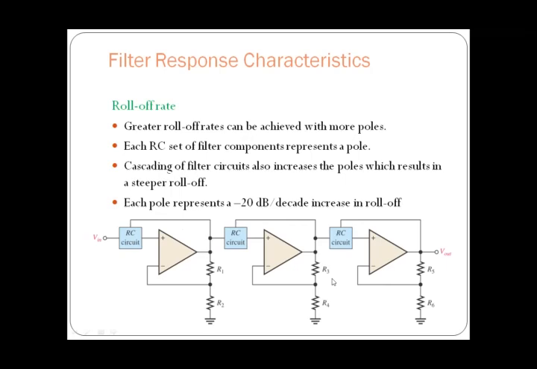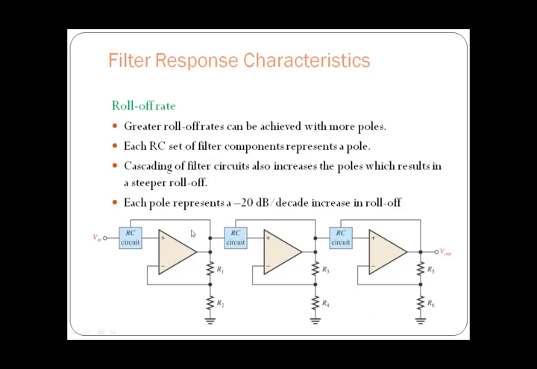So as we increase the number of orders, what is going to happen in the response of the filter is that the roll-off rate is going to increase. Here, as we consider a single RC circuit, the roll-off rate will be minus 20 dB per decade for each RC circuit, and then minus 20 dB, minus 20 dB, minus 20 dB, which becomes minus 60 dB per decade. So the total roll-off rate of this circuit response will be minus 60 dB per decade.